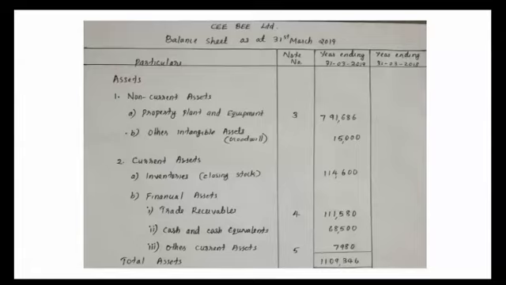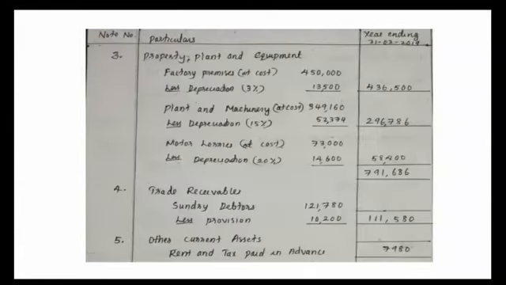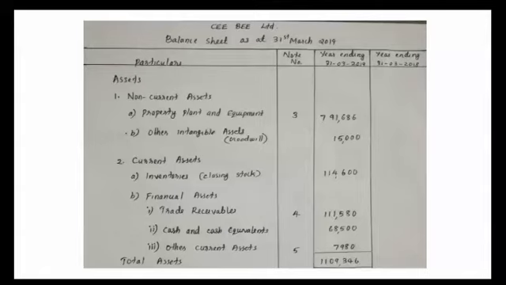Okay. The next, other current assets. Whether there is any other asset as current assets which is to be entered. So we have to provide a note number, note 5. There is an item that is rent and tax paid in advance. Okay, this is a current asset. So it comes under other current assets. The amount is 7,980. So the value of other current assets is 7,980.